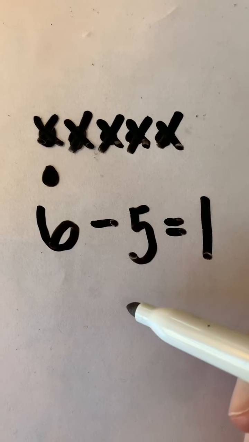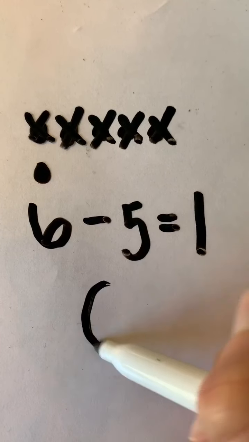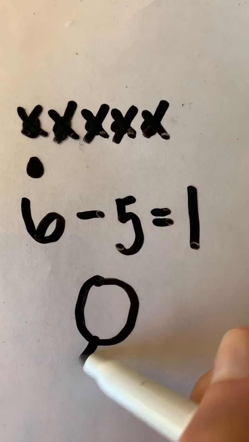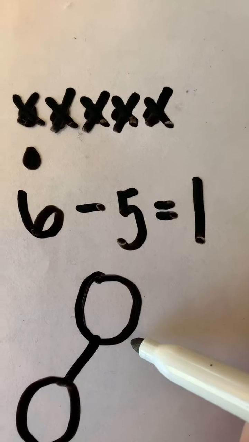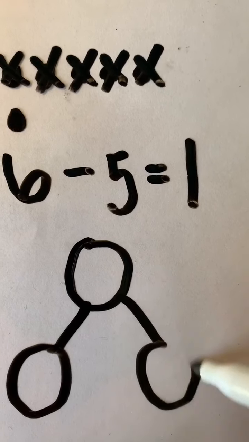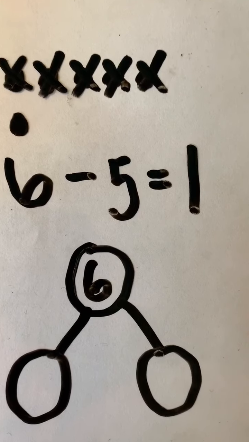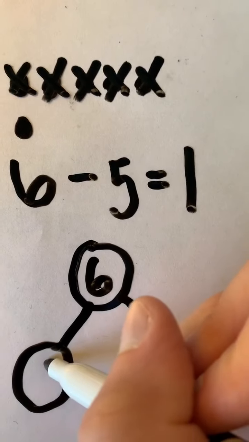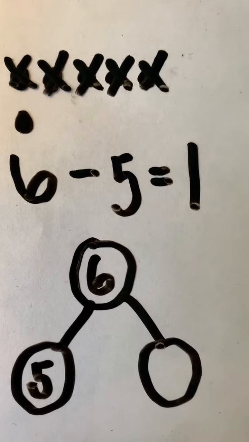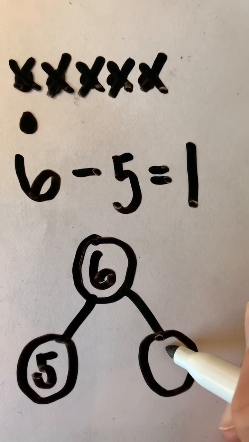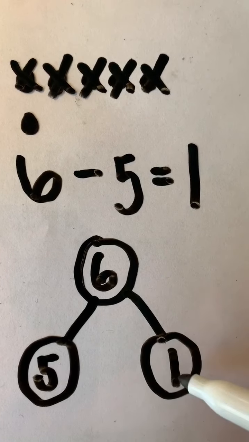Now let's fill in our number bond to match this. So we have our whole, and then we have our 2 parts. We started with 6, so that was our whole. We took away 5, that was one of our parts, and we were left with only 1, so that is our other part.